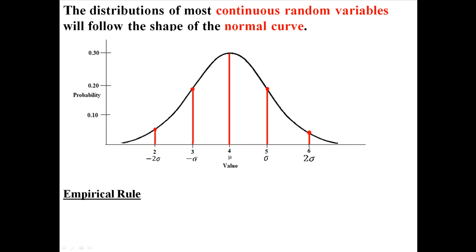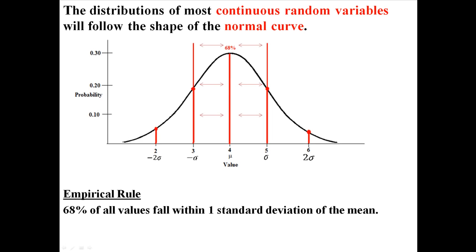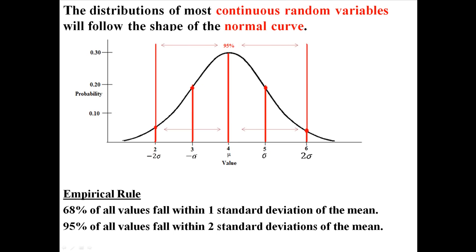So now the empirical rule. The empirical rule states that 68% of all the values in your distribution will fall within one standard deviation of the mean. So for this distribution, you would expect 68% of all the values to be between 3 and 5. Now it also states that 95% of the values will fall between two standard deviations of the mean. So we would expect 95% of values to lie between 2 and 6 for this distribution.